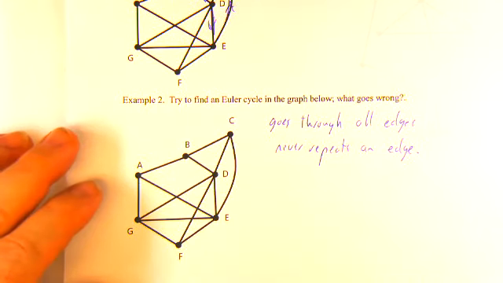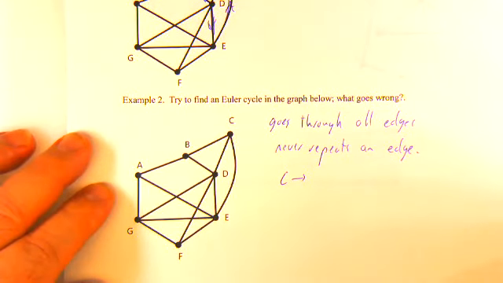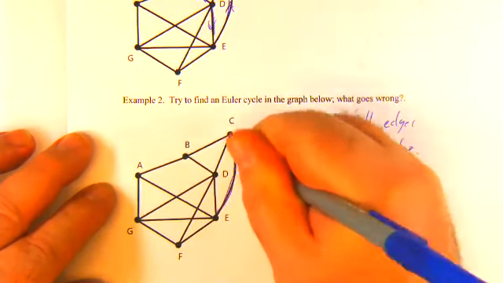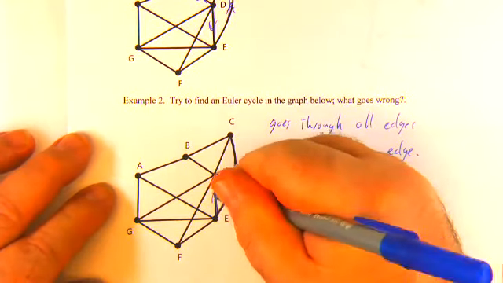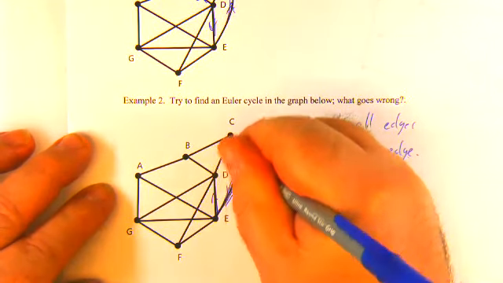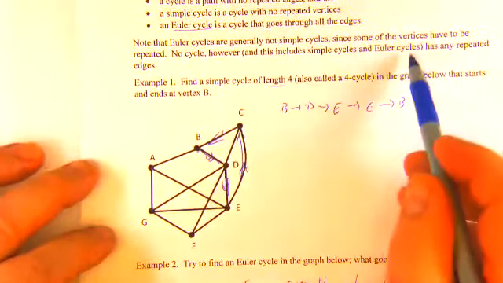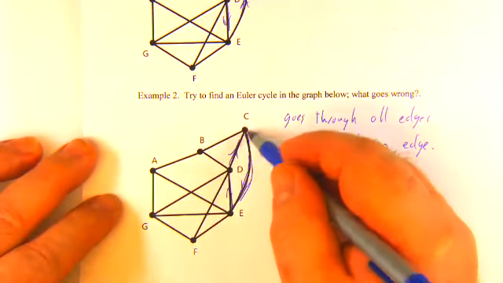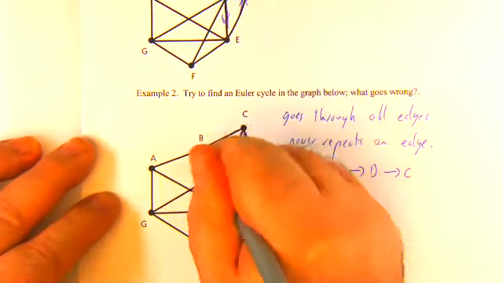So let's suppose we start at C. We need to go through every edge. So we'll go from C to E. And then we have to cover this edge, so we'll go from E to D. And then we have to cover this edge, so we can go back to C. In an Euler cycle, you can repeat vertices, and so we're going to have to repeat C. In fact, we're going to have to go in and out of C a couple of times because there's 3 edges there. And then from C, we can go back down to B.